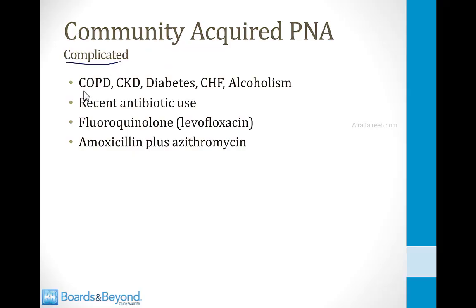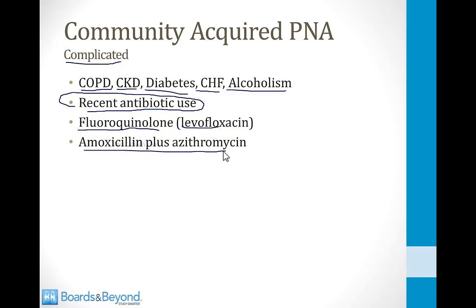And these features include things like COPD, renal failure, diabetes, heart failure, alcoholism, or if the patient's been on antibiotics recently. So if you have a patient with a complicated community-acquired pneumonia, the recommended drugs are a fluoroquinolone like levofloxacin or amoxicillin plus azithromycin, and there are other options that you can look up when you're treating these patients.